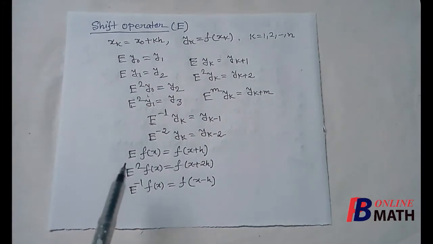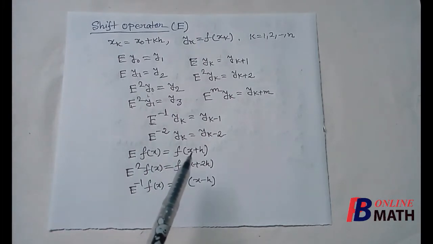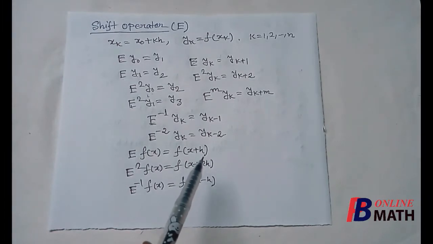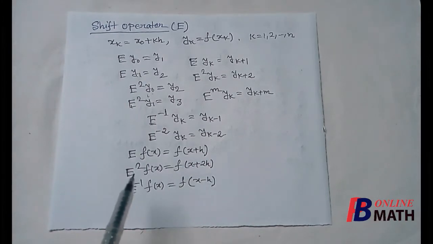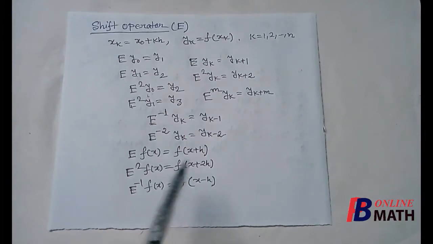Now if we apply the shift operator E on a function f(x), then it becomes f of x plus h, where h is the distance between any two consecutive arguments. If we apply the shift operator 2 times on f(x), then it becomes f of x plus 2h. If we apply E to the power minus 1 on f(x), then it becomes f of x minus h.